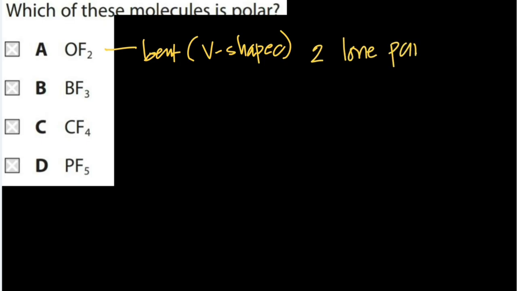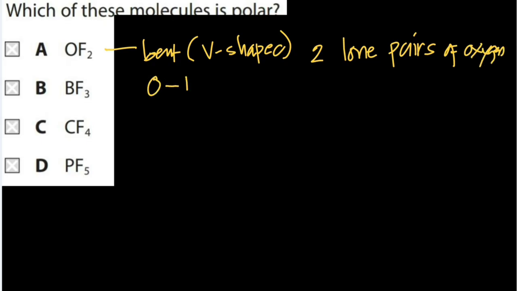Which of these molecules is polar? OF2, BF3, CF4, or PF5. So let's analyze each of the molecules here. Okay, so we have OF2, or oxygen difluoride. The structure of this one is bent or V-shaped. So this is a V-shaped molecule due to two lone pairs of oxygen.